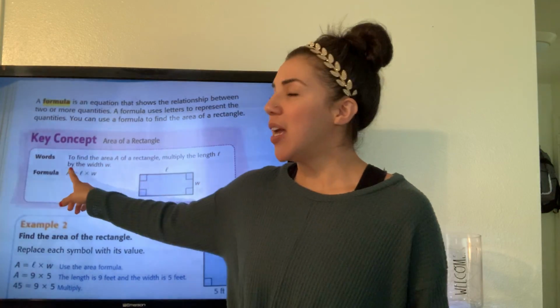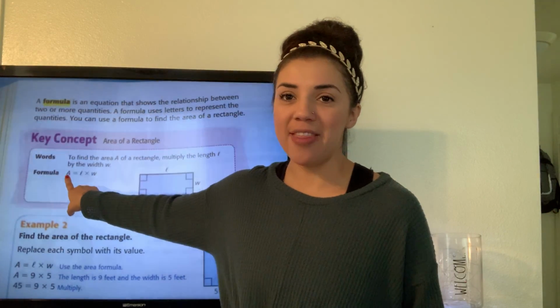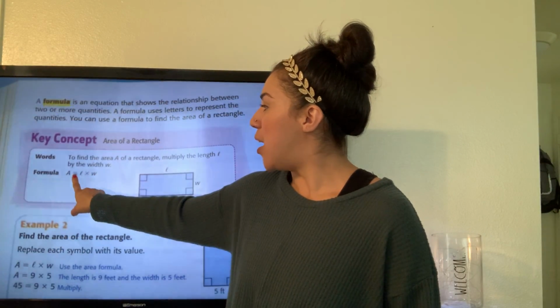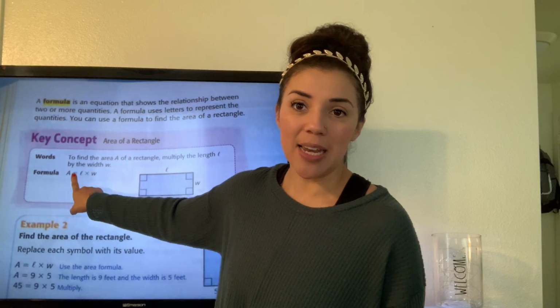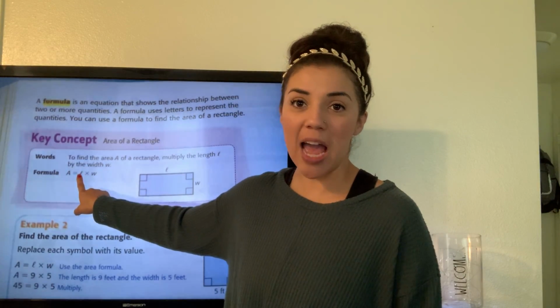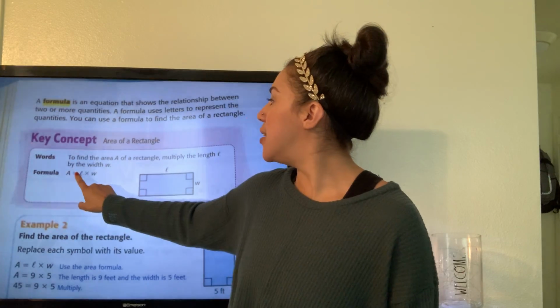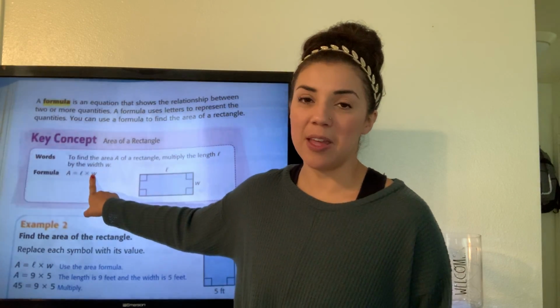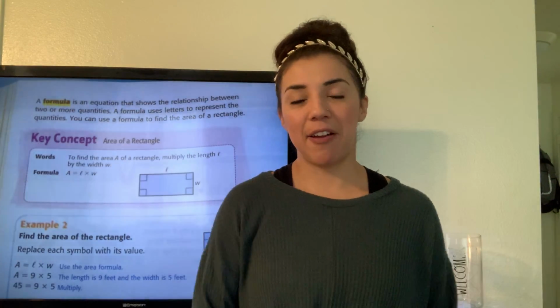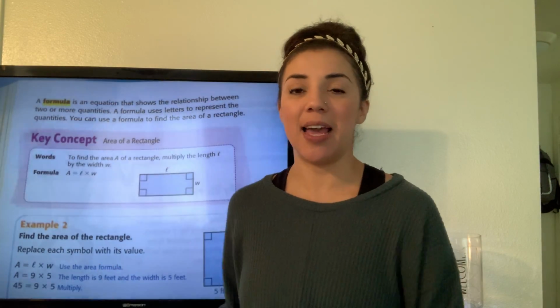So, for example, to find the area, that's what the A stands for, is area. You're going to, or is, because we know the equal sign means is, the length, which they use the cursive L, times the width. That's all that formula is saying. The formula says that the area is or equals the length times width.